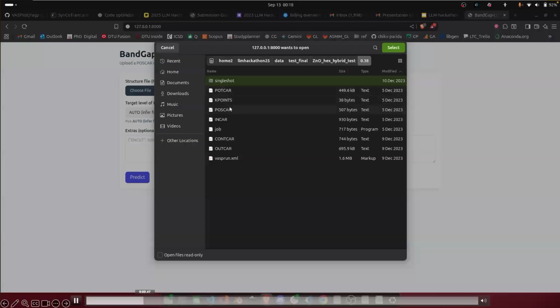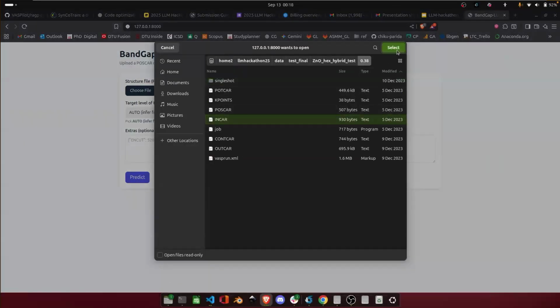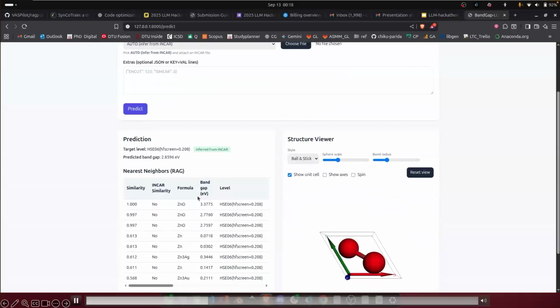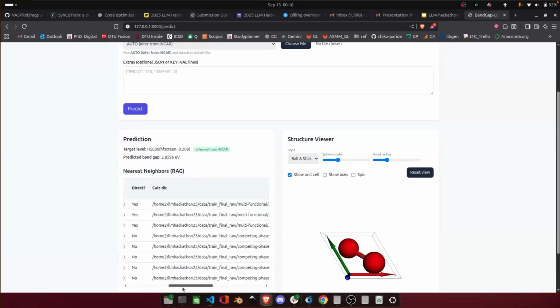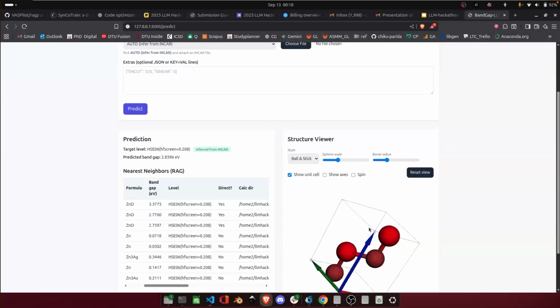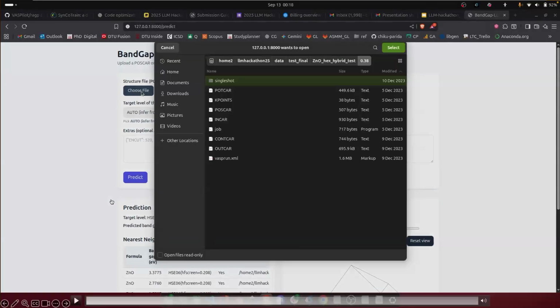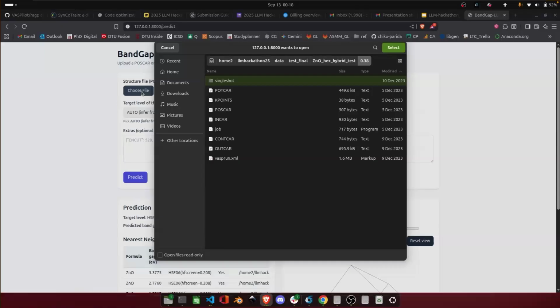of our regressor, where we basically feed it a specific POSCAR and a specific INCAR, which will feed a particular level of theory. And from doing so, it will predict the band gap of the material based on the nearest neighbor band gaps. Now, in this case, we're looking at zinc oxide with a different level of mixing compared to the nearest neighbor.